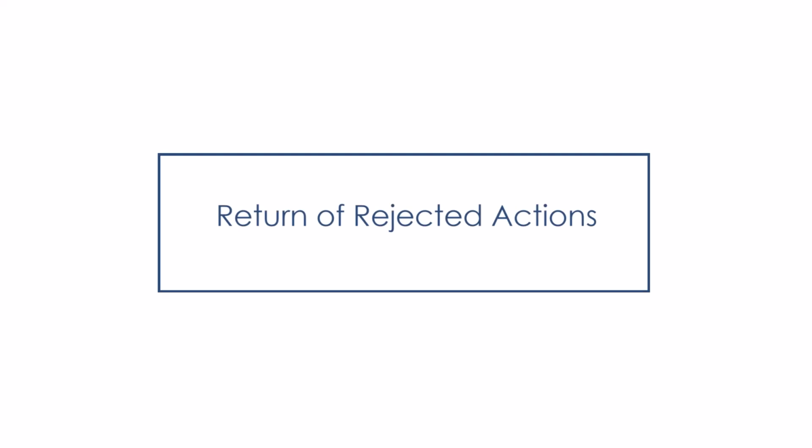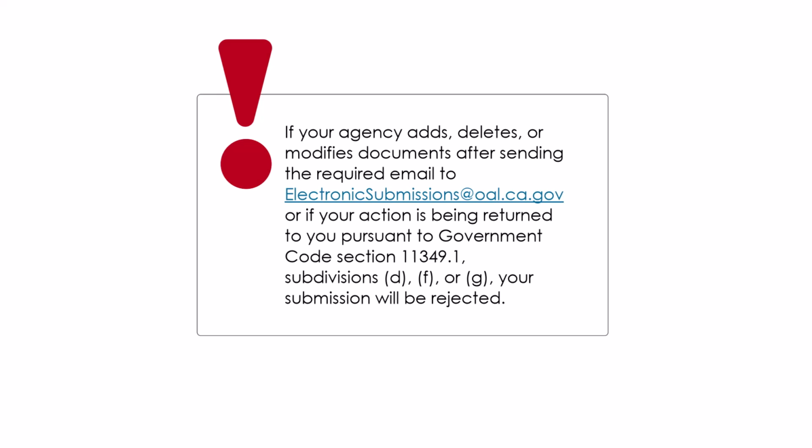Return of rejected actions. If your agency adds, deletes, or modifies documents after sending the required email to electronicsubmissions@oal.ca.gov, or if your action is being returned to you pursuant to Government Code Section 11349.1, subdivisions (d), (f), or (g), your submission will be rejected.